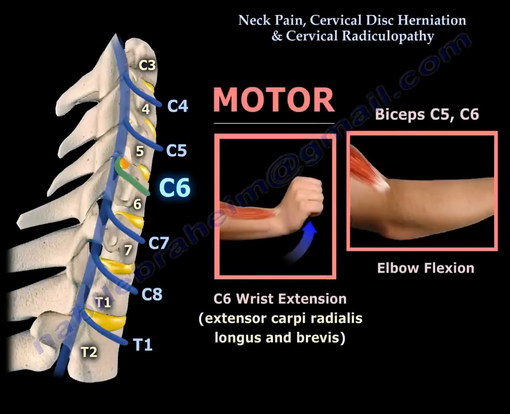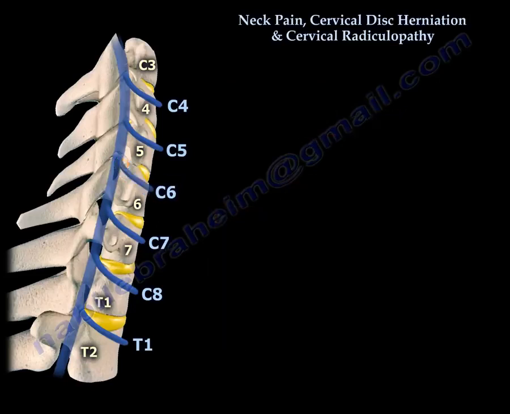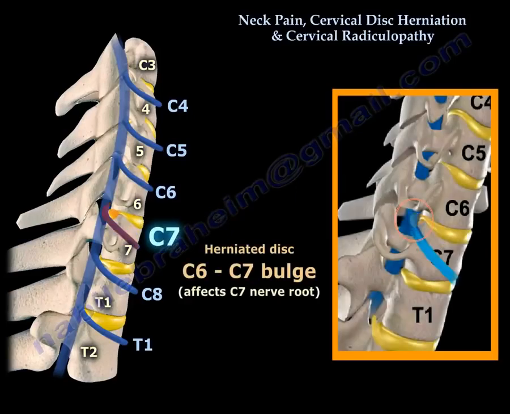How about the motor? C6 is wrist extension, the extensor carpi radialis longus and brevis. It's also elbow flexion, C5 and C6. How about C6, C7 bulge or disc herniation? It will affect C7 nerve root.